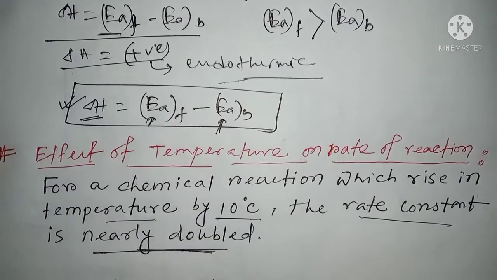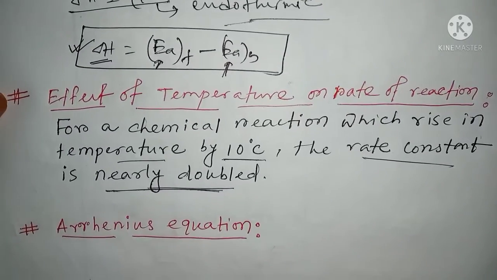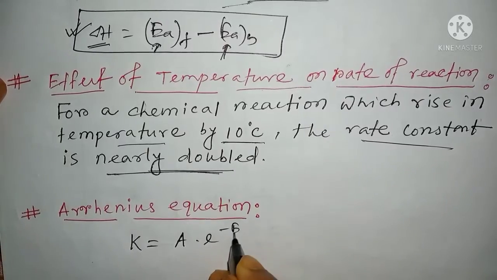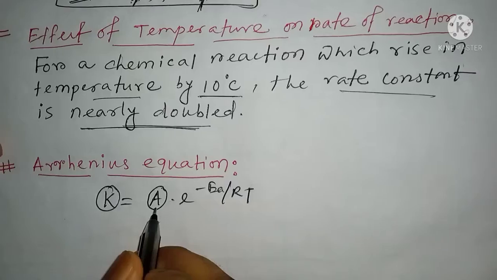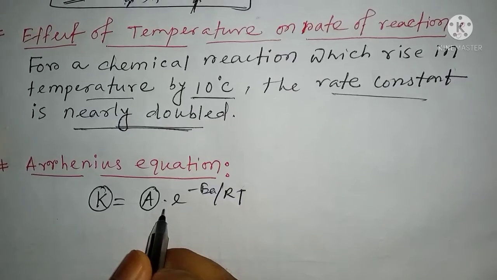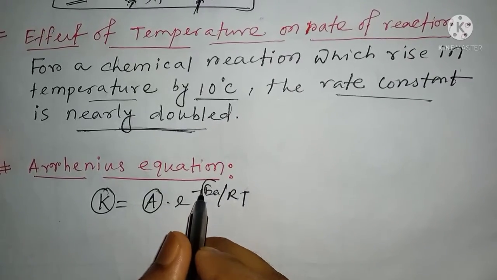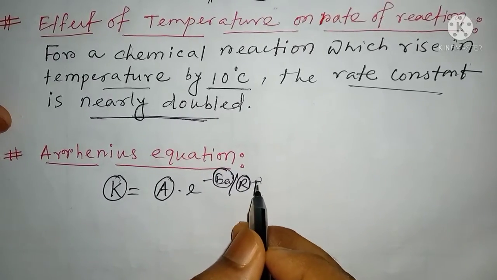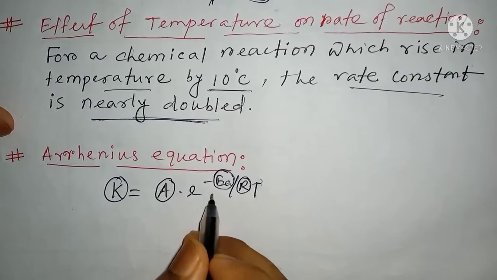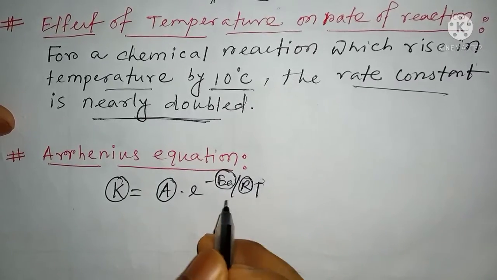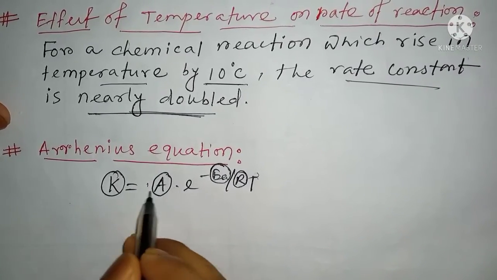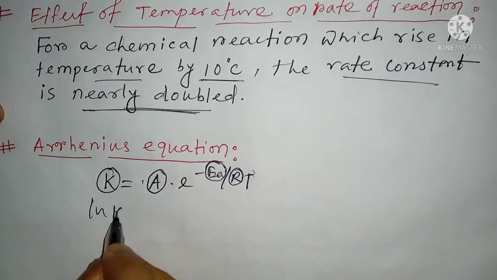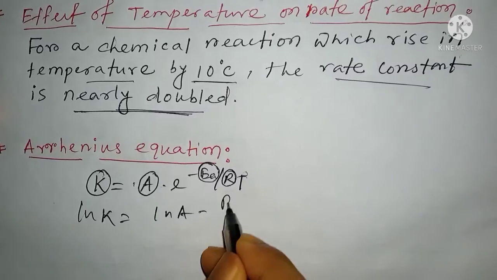Now I will discuss the Arrhenius equation. We know it is K equals A times e to the power minus EA by RT, where K is the rate constant, A is called the exponential factor, EA is called the activation energy, R is the universal gas constant, and T is the absolute temperature. So K equals A e^(-EA/RT). Now ln K equals ln A minus EA by RT.